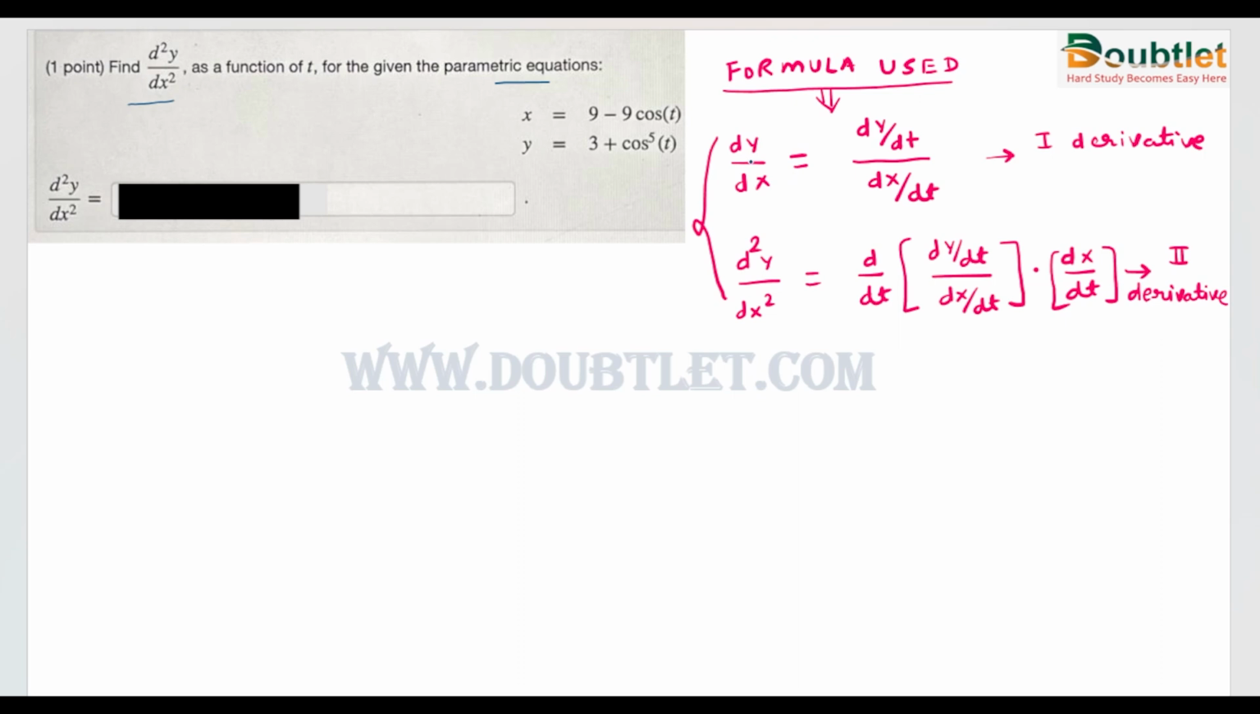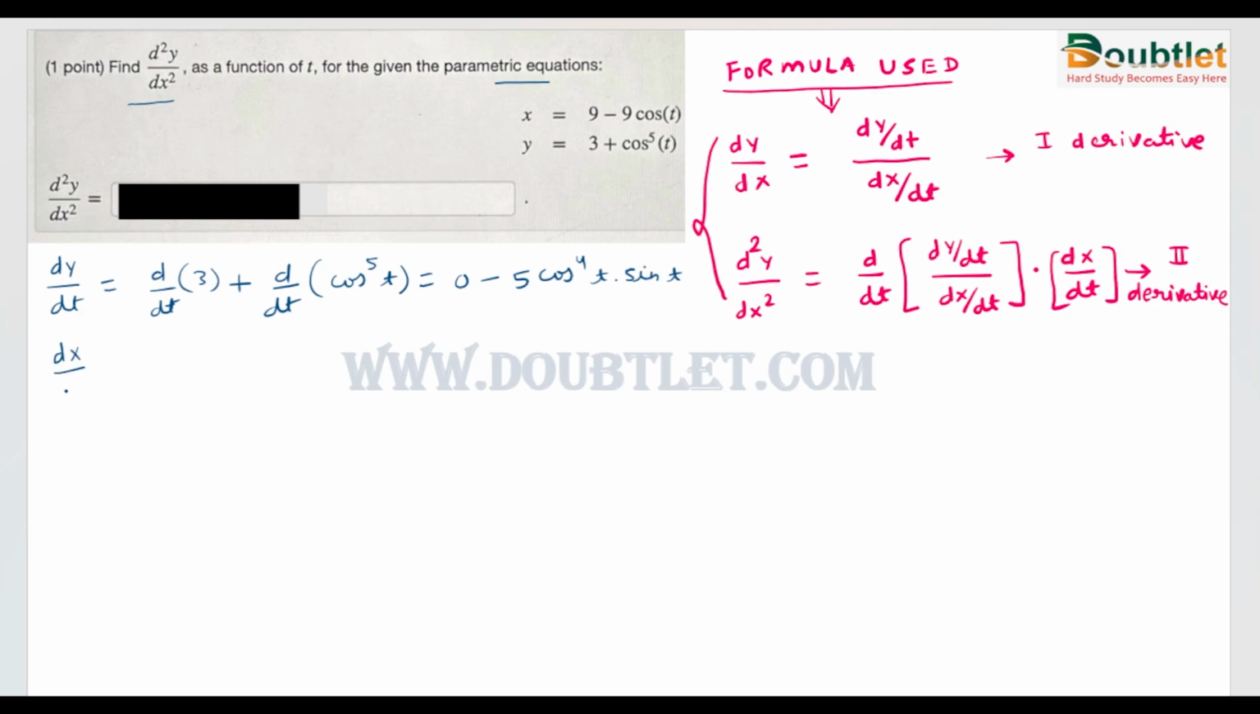First we will find the first derivative, that is dy by dx. To find that, we have to differentiate y with respect to t, divided by the derivative of x with respect to t. So if we differentiate y with respect to t, we get dy by dt. Here 3 is a constant, and we have to differentiate cos to the power 5t. So what will we get? We will get 0, because differentiation of a constant is always 0, and then this will become 5 cos to the power 4t, and the derivative of cos t is minus sin t. So this is dy by dt.